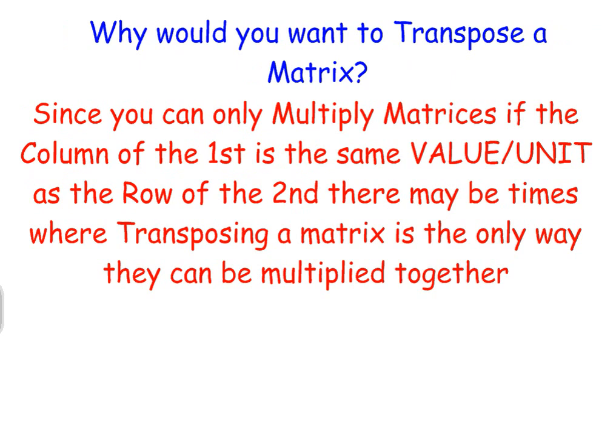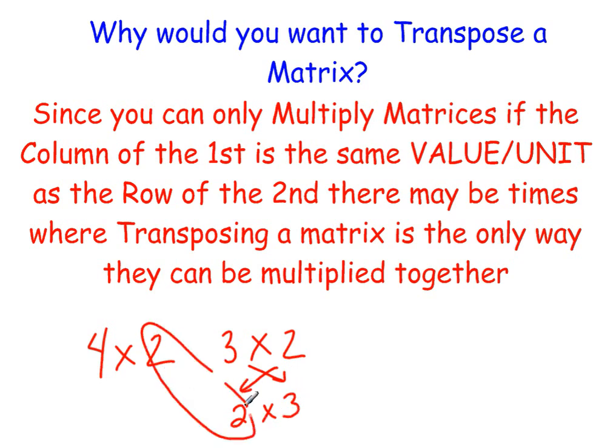So why would we actually need to transpose a matrix? Well, if you remember from our last lesson on multiplying matrices by hand, the only way you can multiply matrices is if the columns of the first matrix are exactly the same as the rows of the second. What if I have a 4 by 2 and a 3 by 2? Let's pretend they're all in the same unit so we don't have to worry about it. I wouldn't be able to multiply these. But if I transpose this one, it makes it a 2 by 3. Now these have matching rows and columns, so I could multiply these and end up with a solution that's a 4 by 3, and that's what we're going to deal with today.